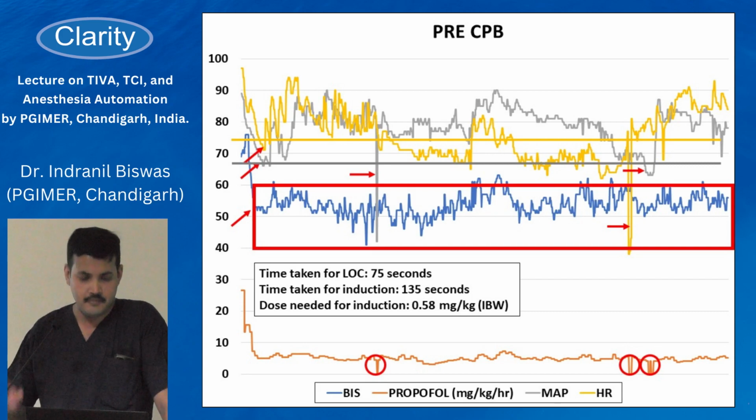Now this is the minimum blood pressure that we achieved during induction. So from the baseline of 90 it came down to around 65. So there was around 25% drop from the baseline. However, it did not go beyond that. So the 65 also is a reasonable blood pressure in this patient. So it did not go down to very dangerous levels.